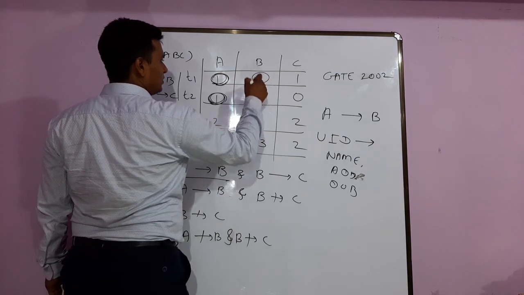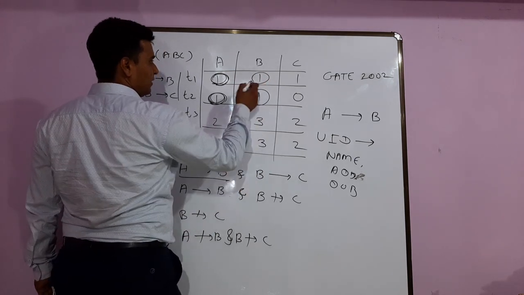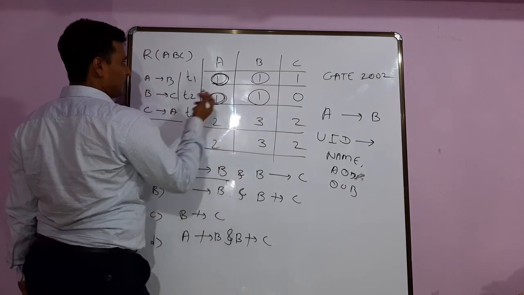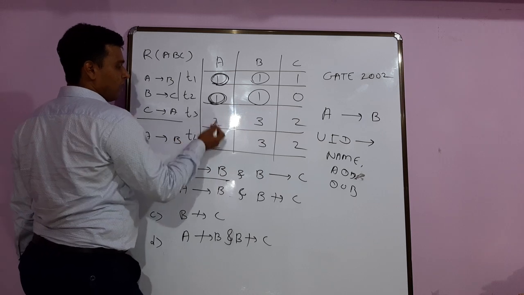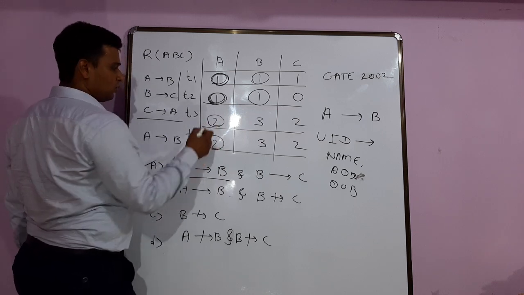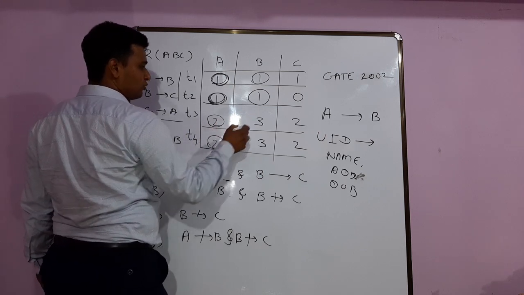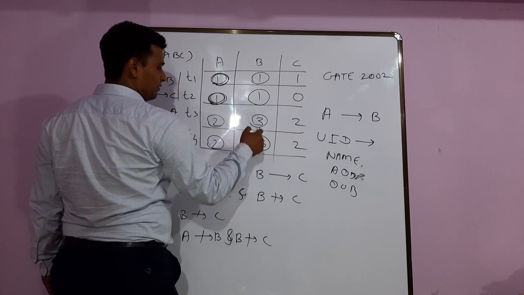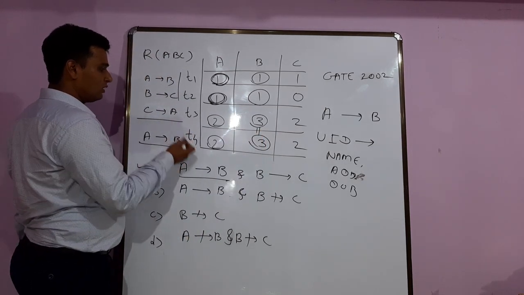So they must match in the B attribute, and we can see they are matching. That's why we can say that for T1, T2, A determines B. This is correct. But we have to check other similar tuples, that is T3 and T4. Here T3 and T4 have the same two values. They agree here, so they must agree here. You can see they have the same values here. So we can say that A determines B for T3 and T4 also.